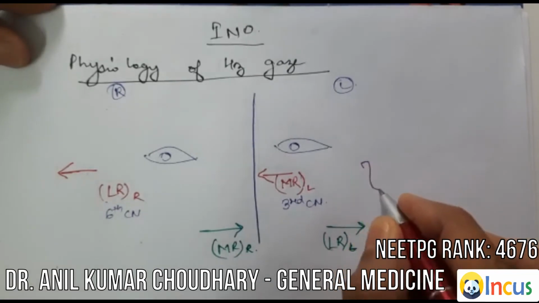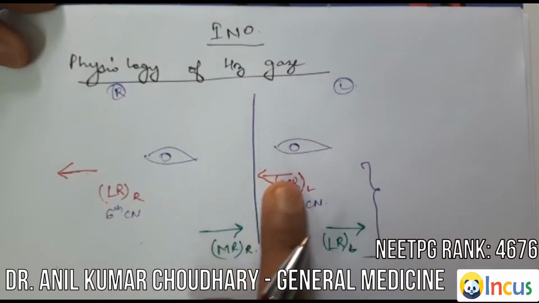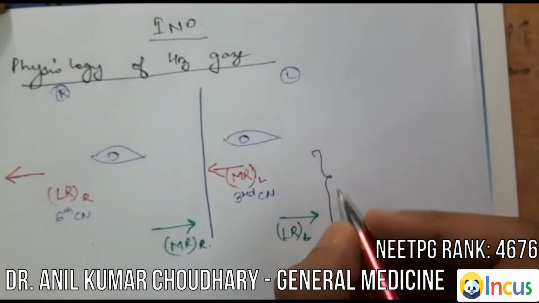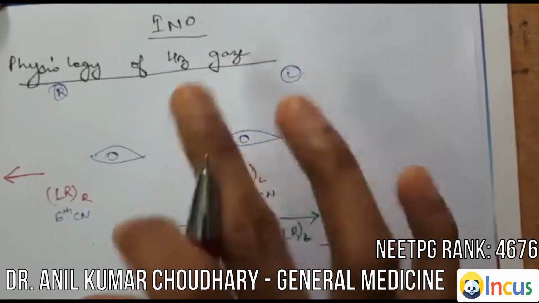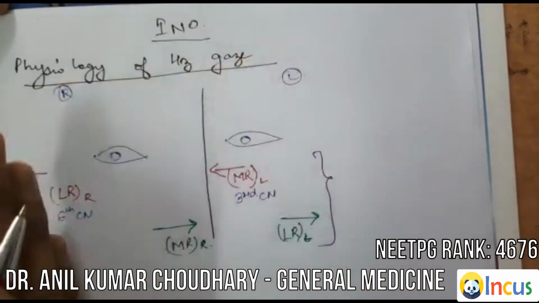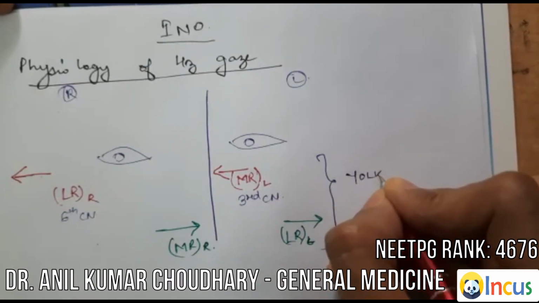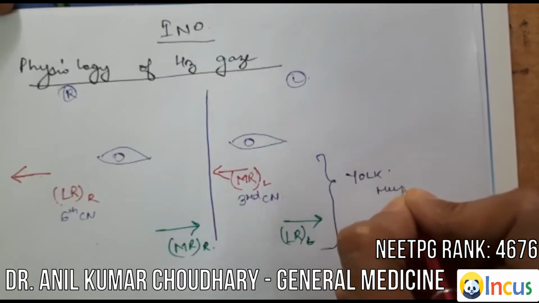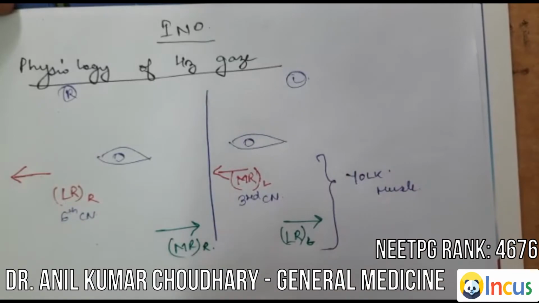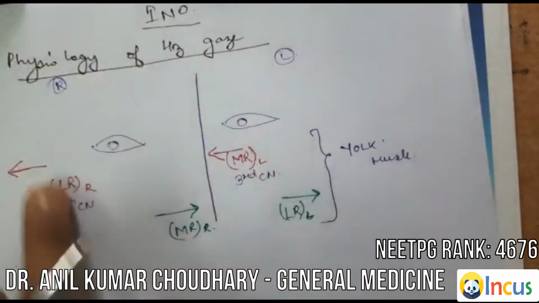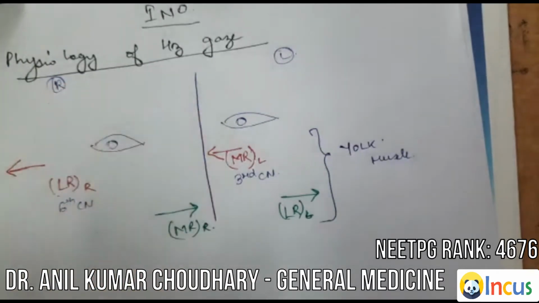Synergistic action of these two muscles, that is the lateral rectus of one eye and the medial rectus of the other eye. This pair of muscles from the opposite eyes, which must contract simultaneously to bring about a movement, are known as the yoke muscles.